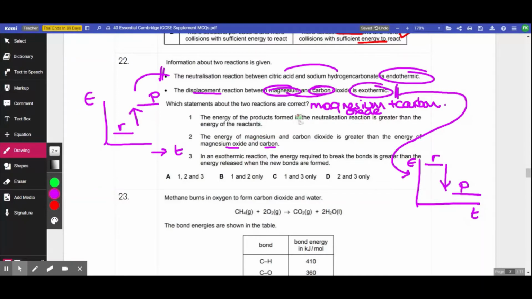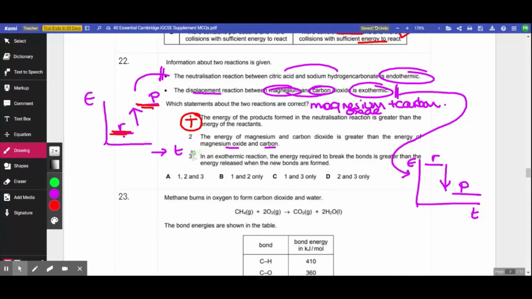So which statements about the two reactions are correct? It starts off with: the energy of the products formed in the neutralization reaction is greater than the energy of the reactants. Well, is that true? Let's have a look at the energy of the products formed in the neutralization reaction over here. The products are at a higher level than the reactants. So that is a true statement.